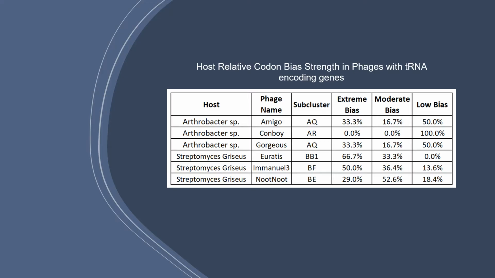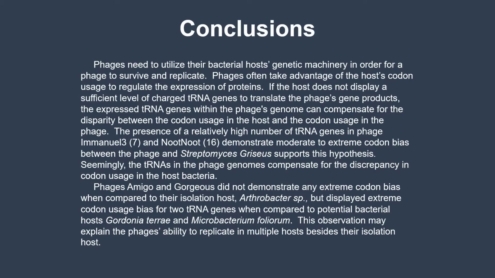Finally, here is a table that depicts the host relative codon bias strength in phages with tRNA encoding genes. Phages need to utilize their bacterial host genetic machinery in order to survive and replicate. Phages often take advantage of the host codon usage to regulate the expression of proteins. If the host does not display a sufficient level of charged tRNA genes to translate the phage's gene products, the expressed tRNA genes within the phage's genome can compensate for the disparity between the codon usage in the host and the codon usage in the phage.